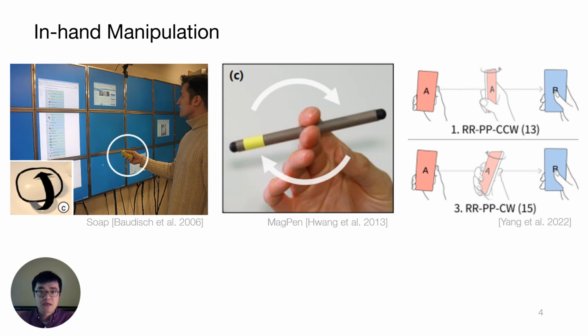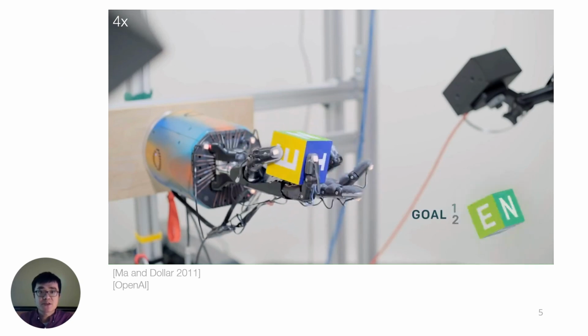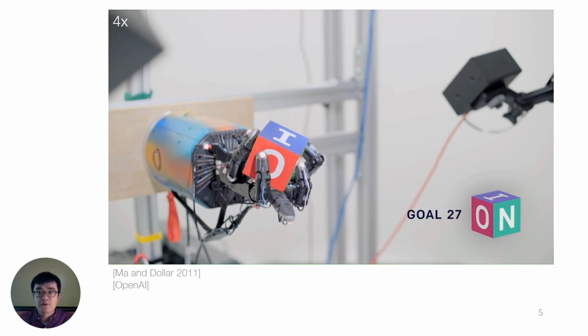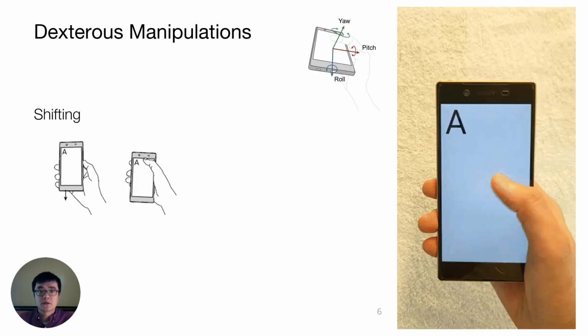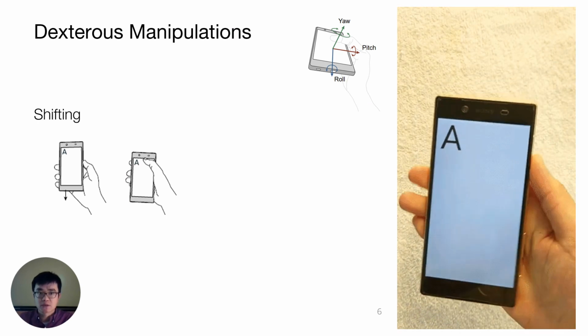More recently, Young conducted an elicitation study to understand how users switch between front and the back screens on a dual display phone. Some people will loosen their grip to turn the phone over with the same hand. We even want to enable finger dexterity with a robot hand. OpenAI used the definition of dexterous movements proposed by Ma and Dollar and make a robot hand perform in-hand manipulations. We also use the definition of dexterous movement to describe phone manipulations.